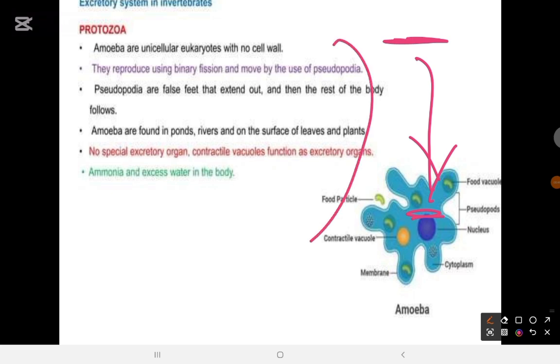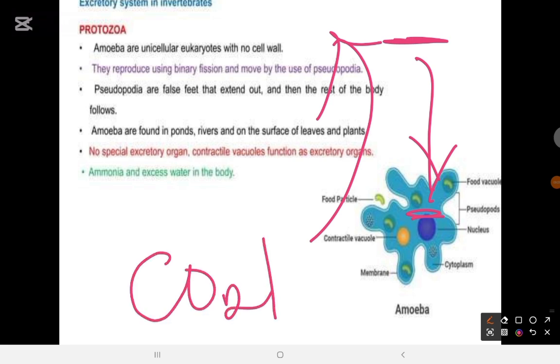But of course, water will move in the opposite direction, isn't it? So water is going to move in the opposite direction of the solutes. That's why it's able to get rid of CO2 and ammonia out of its body. And apart from this, the amoeba can also deal with too much water that enters its body because it lives in fresh water.